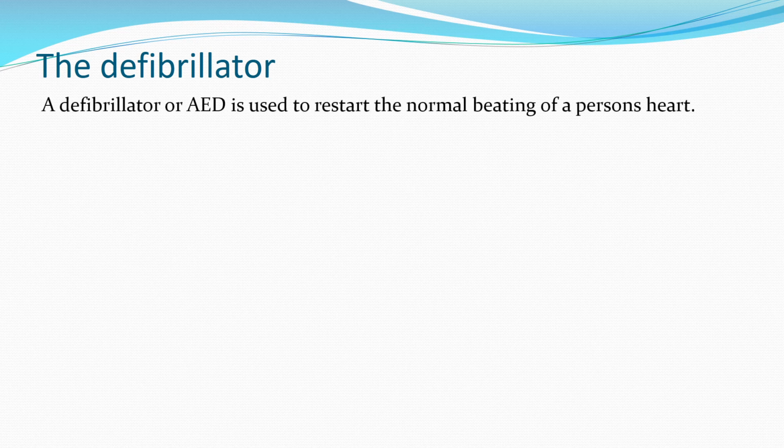Another example is a defibrillator. The defibrillator, or AED, is used to restart the normal beating of a person's heart. It's a common misconception that defibrillators start a heart that has stopped. That's incorrect. What defibrillators do is take a heart that's beating in an irregular rhythm or very, very fast and momentarily stop it, allowing the heart to then restart beating at a normal rate.